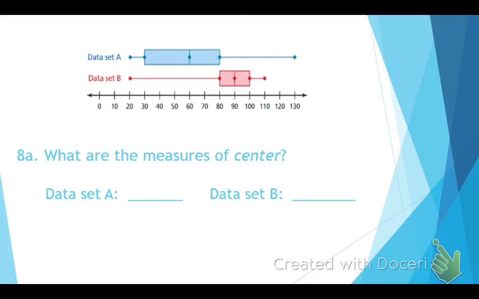I'm wondering what the measure of center is for data A and data B. What does measure of center mean? The center. What is the center of that one right there? 60. And then what is the center? 90. Everybody got it correct?